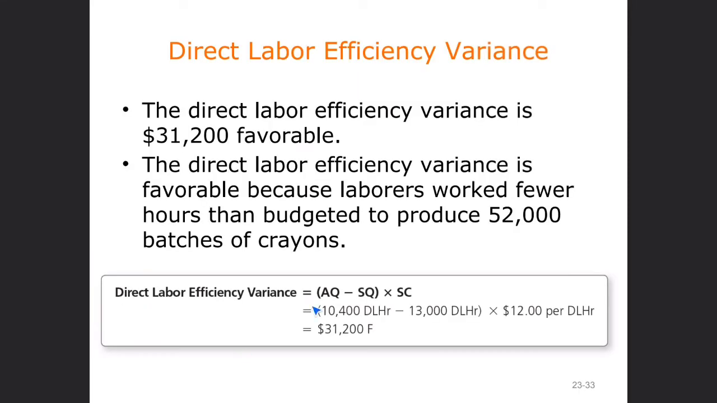And then this is our direct labor efficiency variance, 31,200 favorable. The direct labor efficiency variance is favorable because laborers worked fewer hours than budgeted. If you flipped back to that previous slide with all the information on it, it was under budget, so it's favorable. And then this is showing you how they calculate that. They took the 10,400 direct labor hours minus the 13,000 direct labor hours, multiplied that by $12 per direct labor hour, and that gave them 31,200 favorable direct labor efficiency variance.